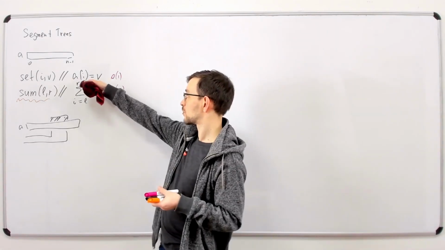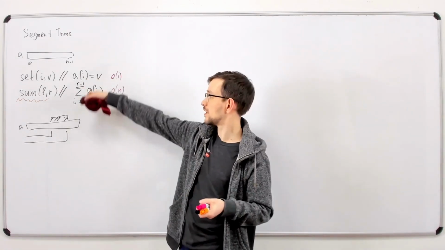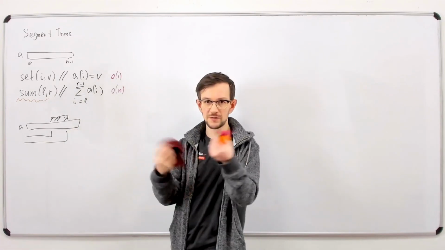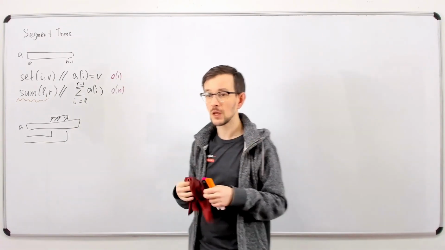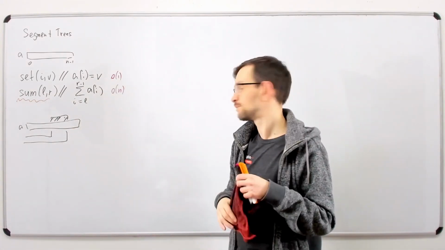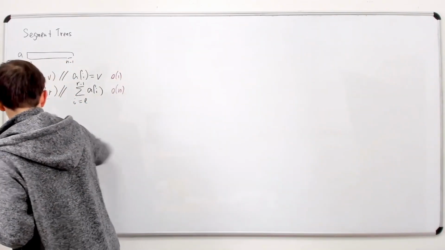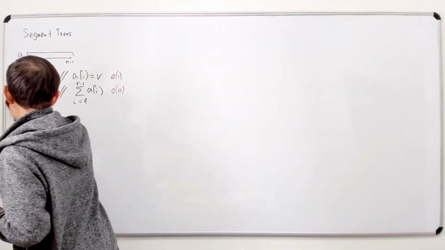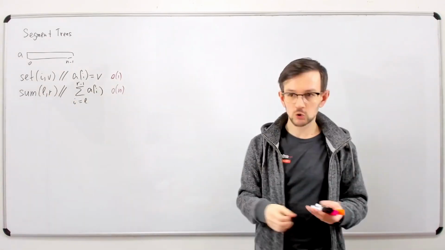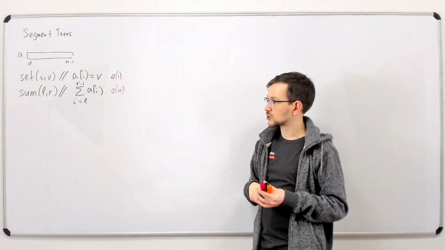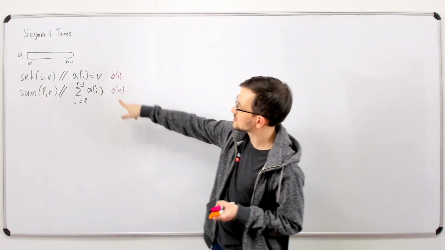Yes, if you have set operation, you cannot do this trick because this set operation will change all these prefix sums. Good. So how to make these two operations faster than linear time?